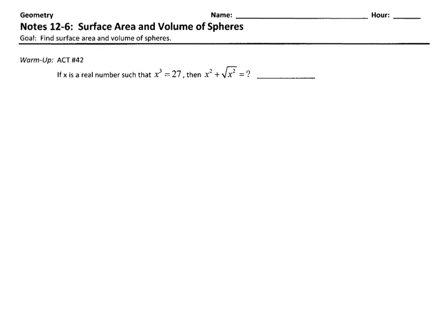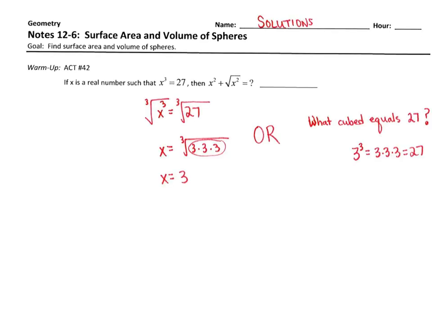Okay, who got the answer of 3? No, that's not right. X turns out to be 3, but that has not answered our question. So we need to now know, since X is 3, because 3 cubed is 27, so X is 3. Now go ahead and replace X with 3, and now answer the question.